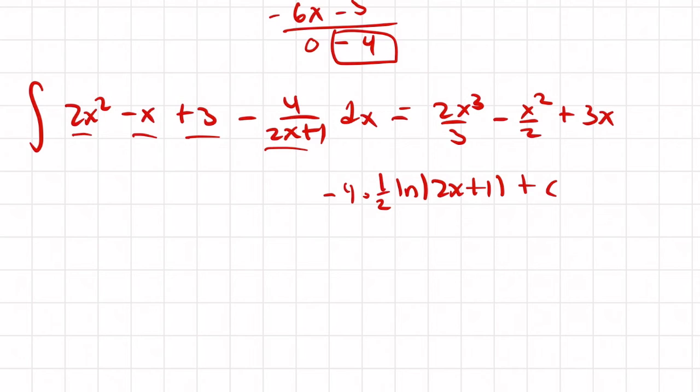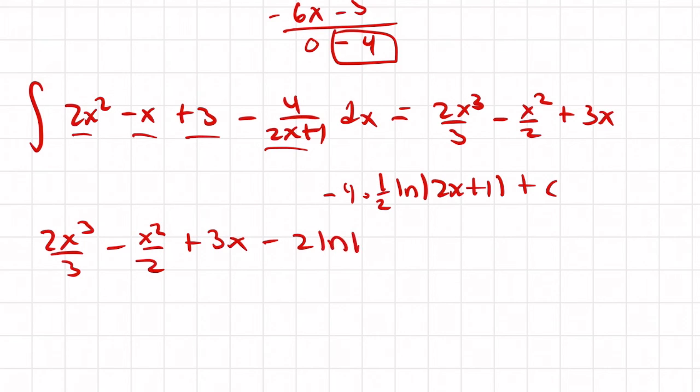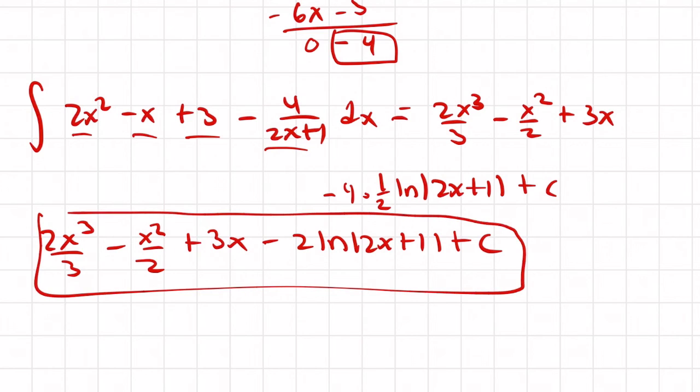So I'm going to simplify this and rewrite it so you can see the full antiderivative. We have 2x cubed over 3 minus x squared over 2 plus 3x, and for the natural log of 2x plus 1, negative 4 times 1/2 gives you negative 2 times the natural log of 2x plus 1 plus c. So this is going to be our final answer.